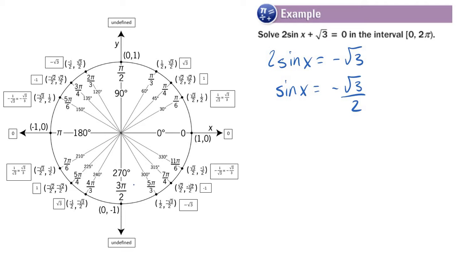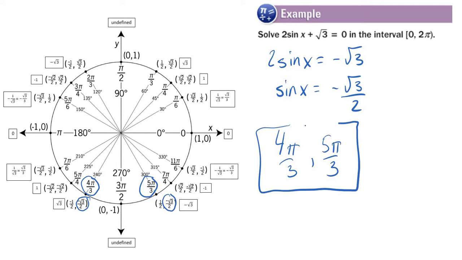Remember, sine is going to be the y value. So if we look down here, there's a y value. And so 4 pi thirds looks like a solution. Also, there's one right here. And so it looks like 5 pi thirds is going to be a solution as well. So what are our two solutions in this case? We have 4 pi thirds and we have 5 pi thirds. So not too bad, right?